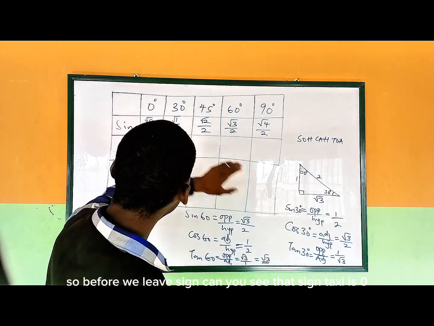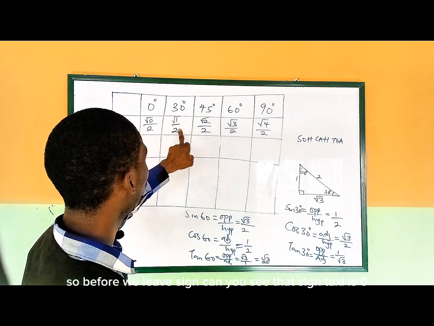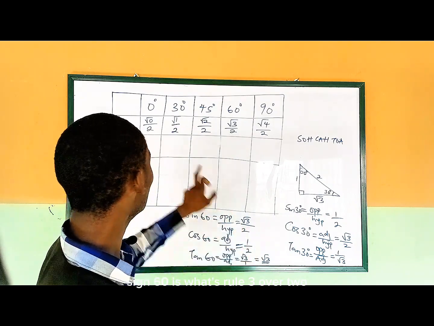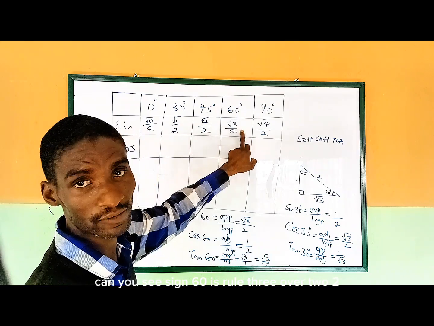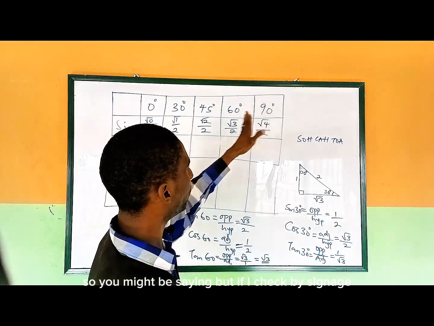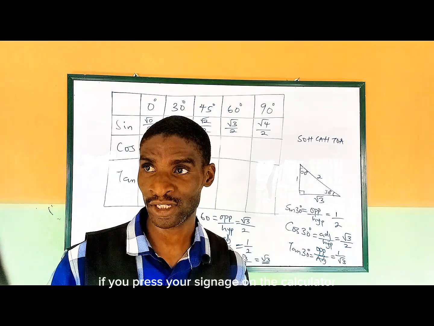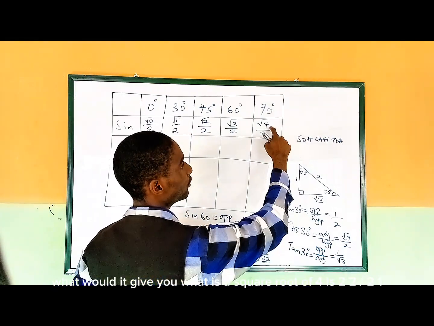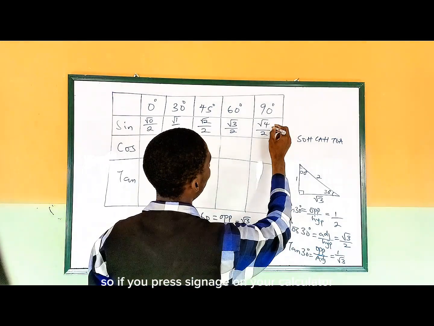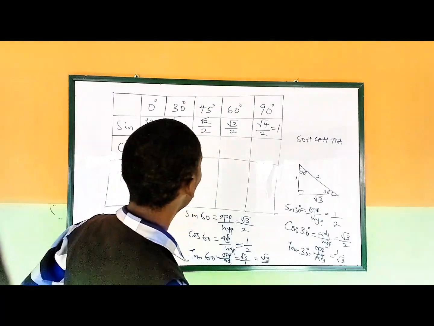Alright. So before we leave sine, can you see that sine 30, we said, is 1 over 2. From here, sine 60 is what? Root 3 over 2. Can you see sine 60 here is root 3 over 2? So that is correct. Now you might be saying, if I check my sine 90, if you press sine 90 on the calculator, what would it give you? What is the square root of 4? It's 2. 2 divided by 2, 1. So if you press sine 90 on your calculator, you see that the answer will be 1.